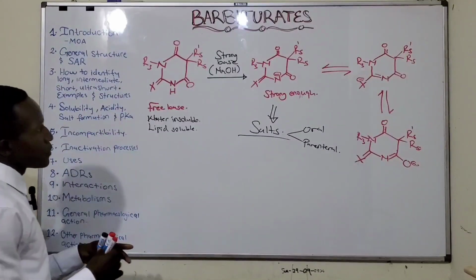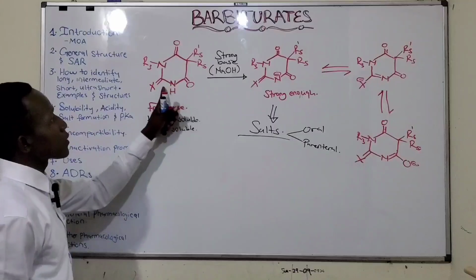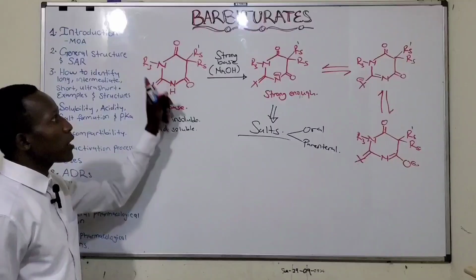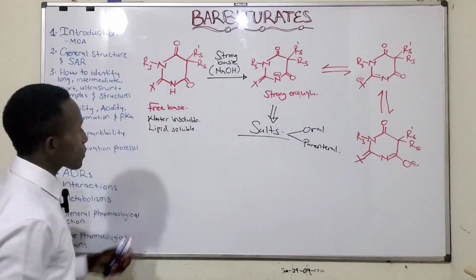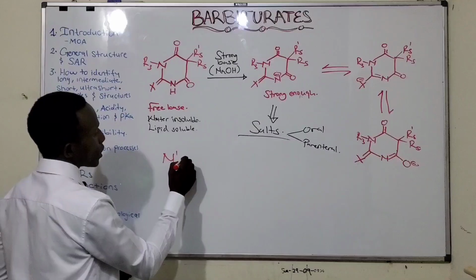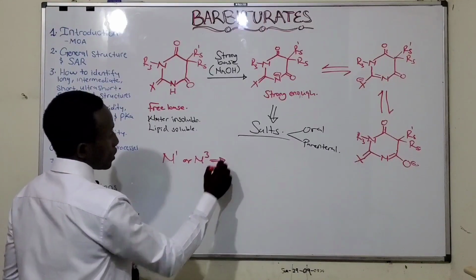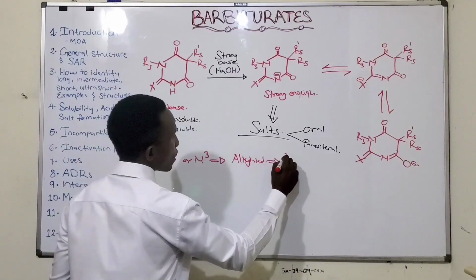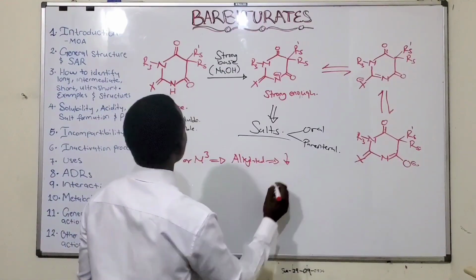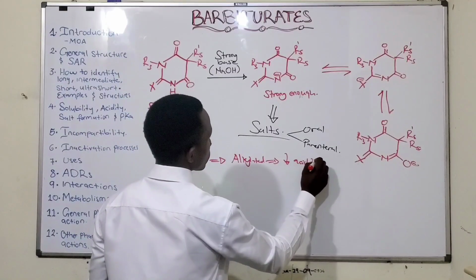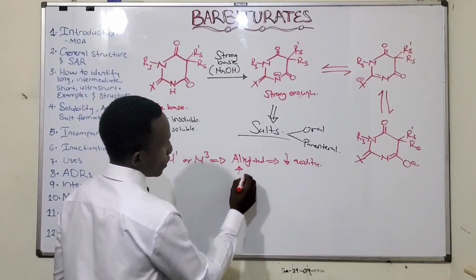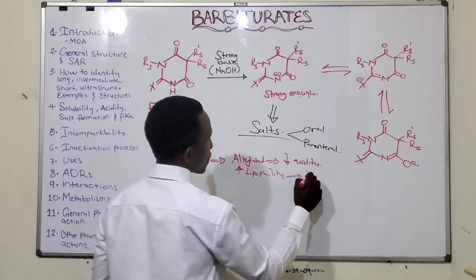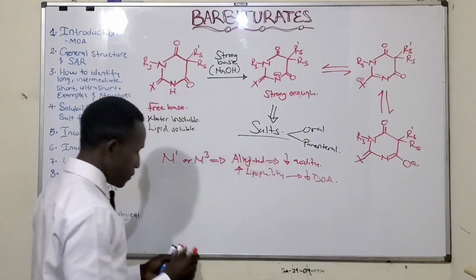Now, about the acidity, we say that this nitrogen and also this one, if this one is a hydrogen, they are responsible for the acidity of the drugs. And in case the N1 or N3 is alkylated, this reduces the acidity, but it increases the lipophilicity. So it will decrease the duration of action.